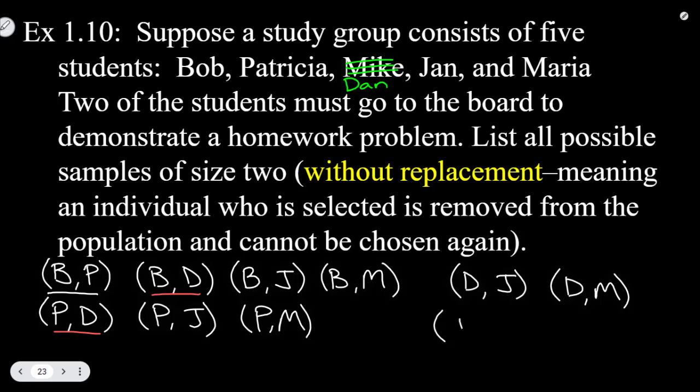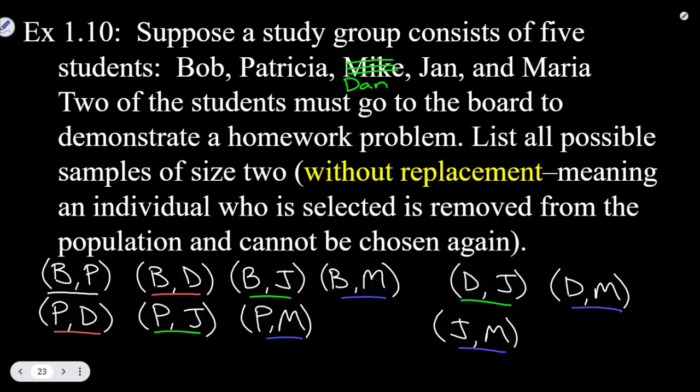Then we're going to have Jan. Now we do want to remember also, Jan has already been chosen with Bob and with Patricia and with Dan. So the only other person that Jan can be selected with would be Maria. And that would be her 4 samples. And then finally is Maria. And Maria gets selected with Bob, with Patricia, with Dan, and already with Jan.